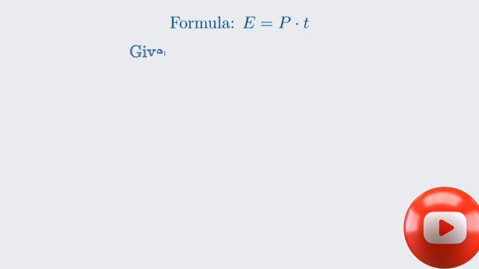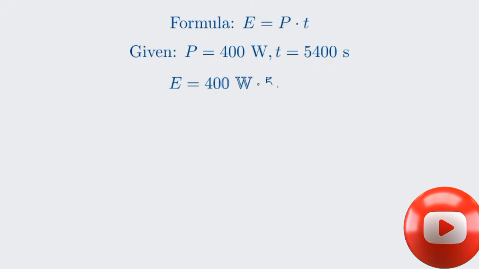We know the power P is 400 watts, and we just calculated the time T in seconds to be 5,400 seconds. Substituting these values, we get E equals 400 watts times 5,400 seconds. Multiplying these two numbers gives us 2,160,000. And since we used SI units, our answer for energy is in joules. A joule is the SI unit for energy. A joule is equivalent to 1 watt-second.